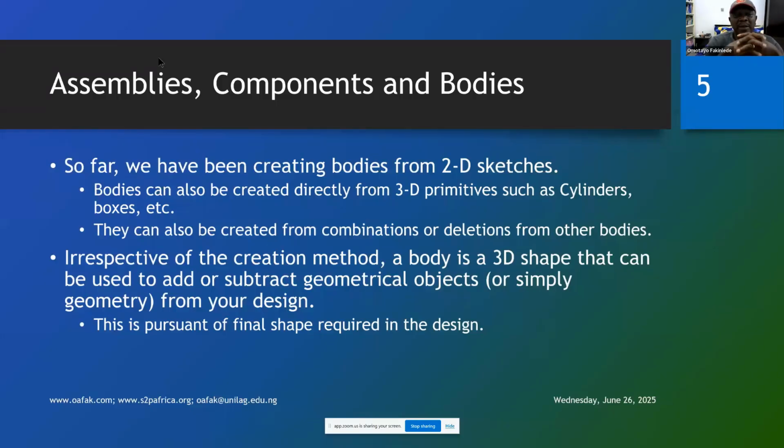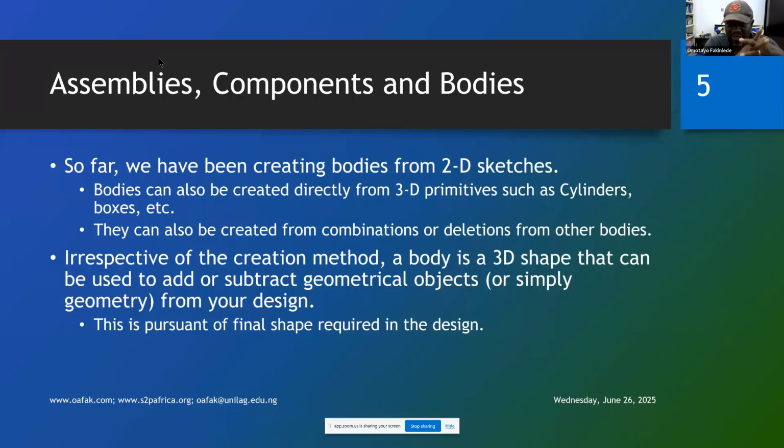Now, assemblies, components, and bodies. So far, we have been creating bodies from two-dimensional sketches. Bodies can also be created directly from 3D primitives, such as cylinders, boxes, and several other things that are already in three-dimensional. They can also be created from combinations or deletions from other bodies. So you can create a body by combining previously created bodies. You can also create a body by cutting portions of existing bodies to get a new body. So bodies can be created from combinations or deletions from existing bodies.